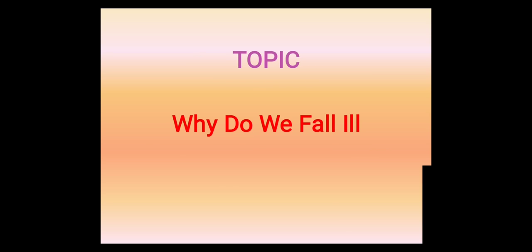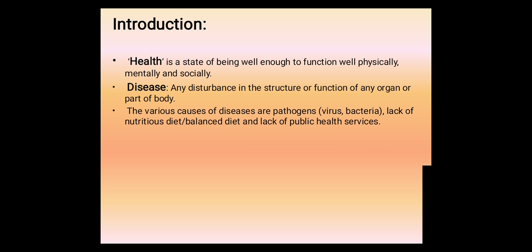Today in this class we are going to study in detail the chapter, Why Do We Fall Ill. Let's move to the introduction part. We should know about health and disease. What is the difference between health and disease? First we should know the meaning of both. See here, first one, health. Health is a state of being well enough to function well physically, mentally and socially.